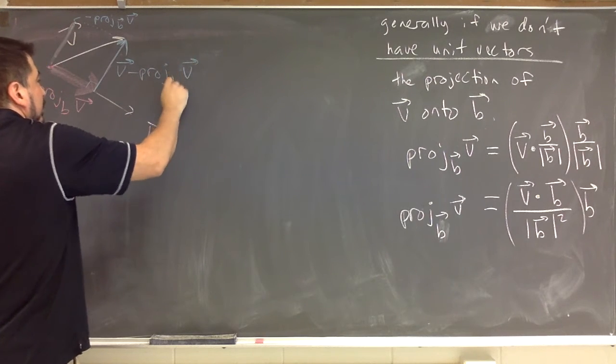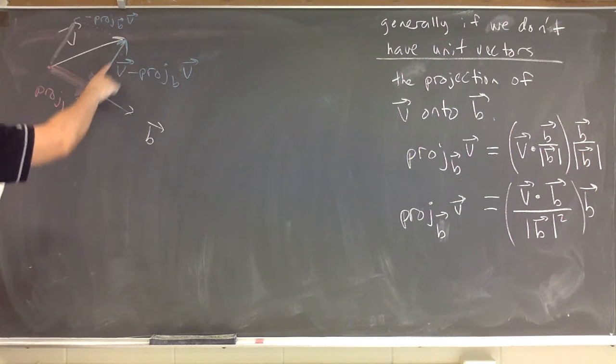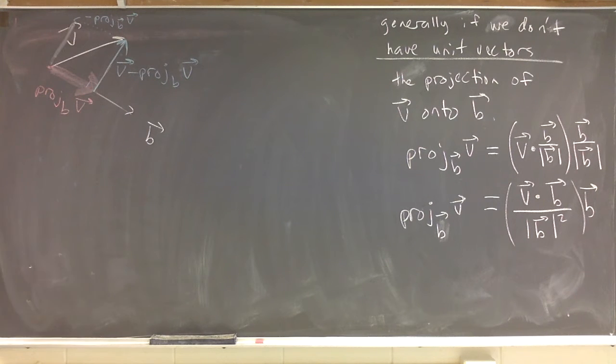And that's how we would write it. So this orthogonal component is just V minus the projection of V. Okay?